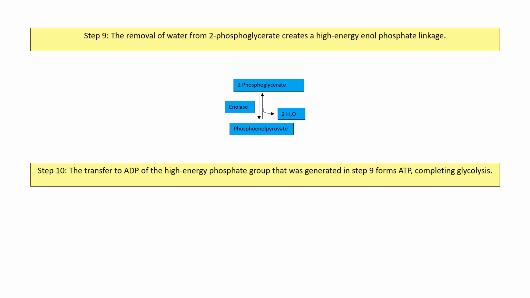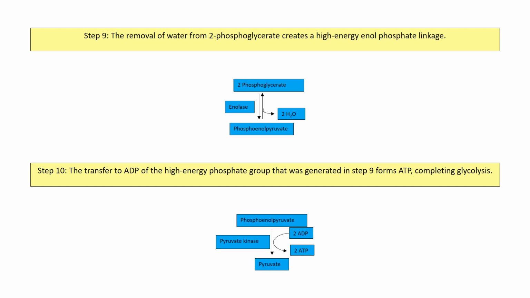In step 10, the transfer to ADP of the high energy phosphate group that was generated in step 9 forms ATP, thus completing glycolysis. Phosphoenolpyruvate in the presence of enzyme pyruvate kinase forms pyruvate and two molecules of ATP.